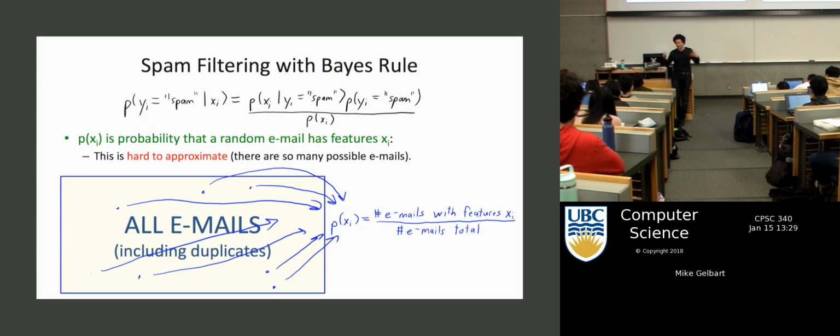So that's not actually the total number of emails, but we've decided in advance, so here are the D words that we care about, and for each of the D words, it's either in or out, so then we have 2 to the D possible emails in our slightly restricted universe, depending on D.